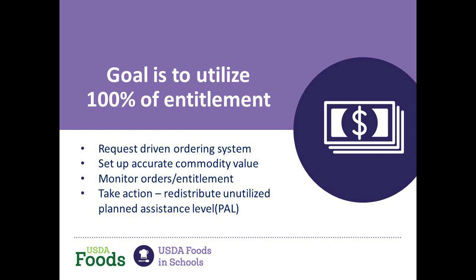Entitlement is intended to be spent in the year it was received. States are encouraged to spend 100% of their entitlement. There are many factors that help states achieve this goal, including using a request-driven system, setting up accurate commodity offer values, and having a process to monitor and update entitlement and orders.